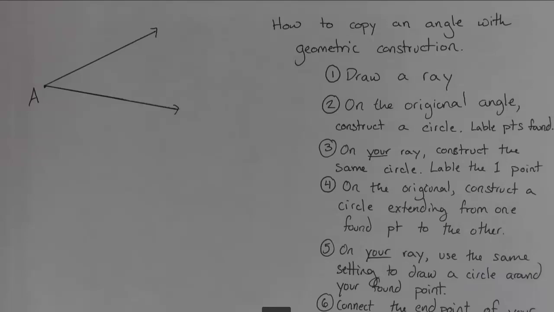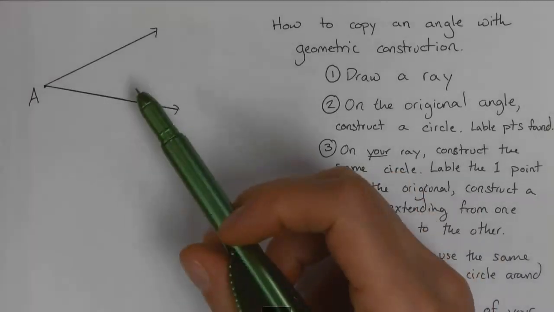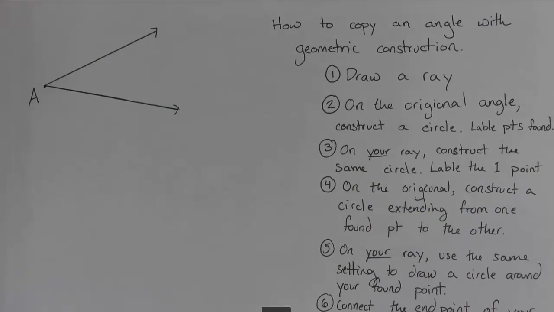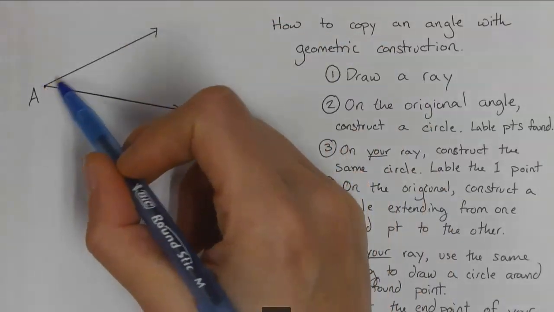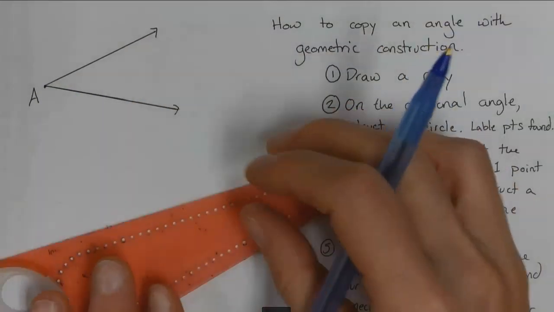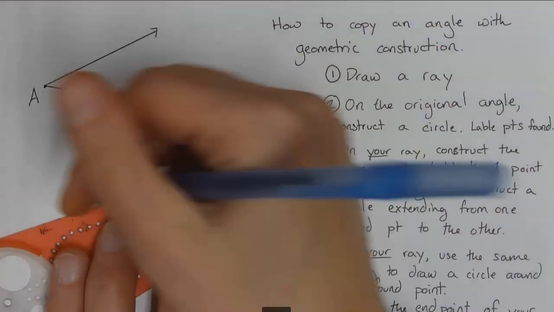Let's look at how to copy an angle with geometric construction. So let's say that I want an identical angle to this one drawn right below it, or really anywhere else. What I'm going to do is first just copy this original line, this ray, anywhere that I would like this new angle to start.